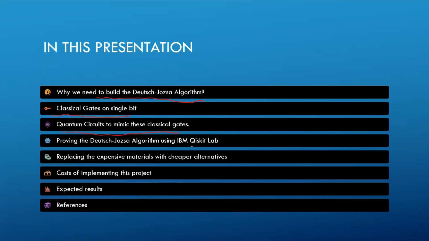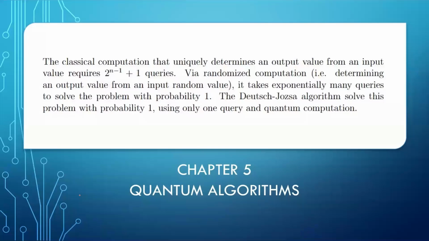And then I will go on to prove this algorithm using the IBM Qiskit Lab. And then we will look at the design that is published in an article from Nature and try to replace the components with cheaper ones to perform the same goal. We will estimate the cost that we need to implement this project, and then we'll discuss the expected results.